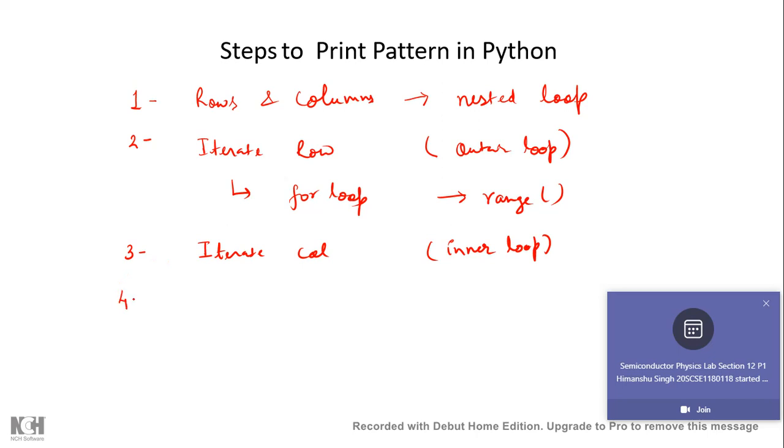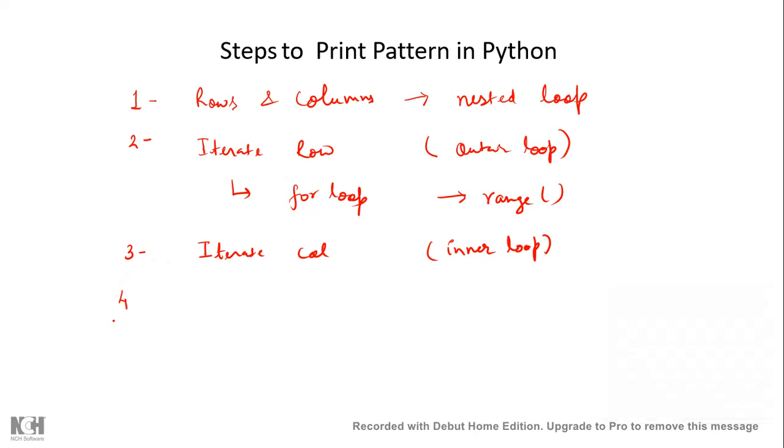Now going to the fourth step, which is you print your pattern. So you'll be printing either the stars or the numbers or alphabets, whatever is given. Okay, remember this is inside the nested loop.